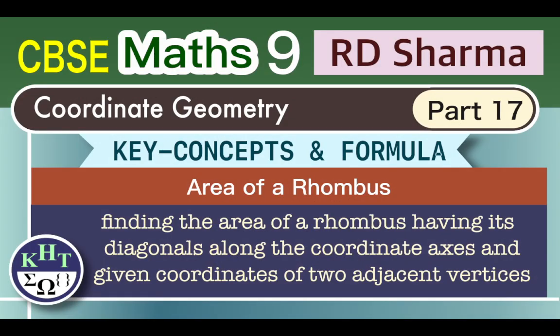This is the last video, part 17 on the chapter of coordinate geometry, where I will discuss an interesting concept about the area of a rhombus, where the diagonals of the rhombus are along the coordinate axis, and coordinates of two adjacent vertices of the rhombus are given. How do we find then the area of that rhombus?